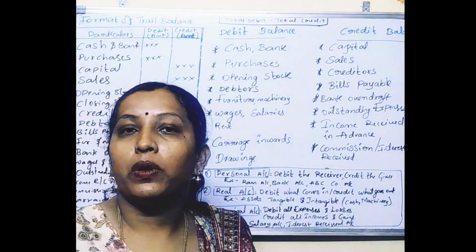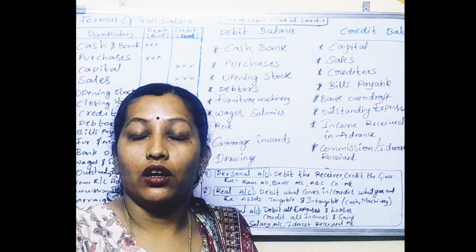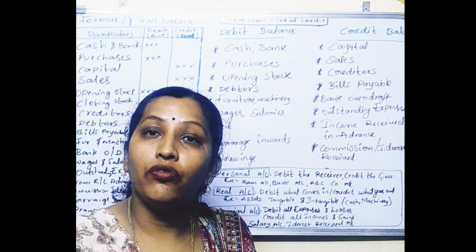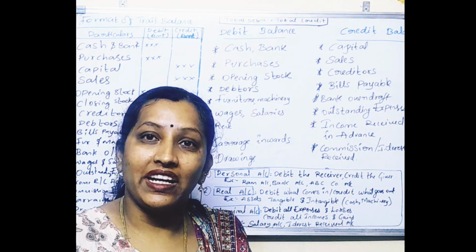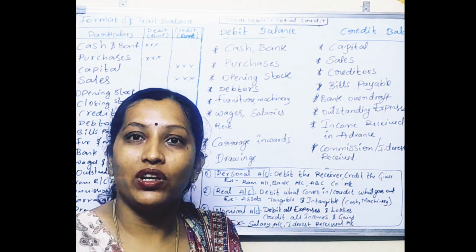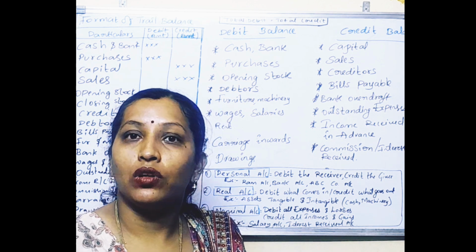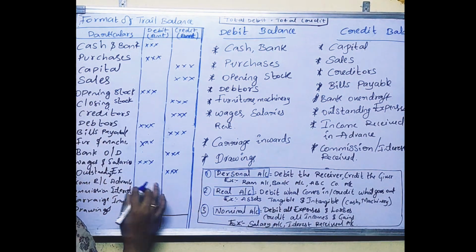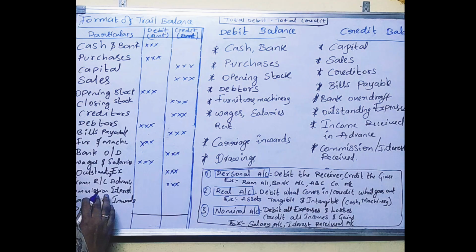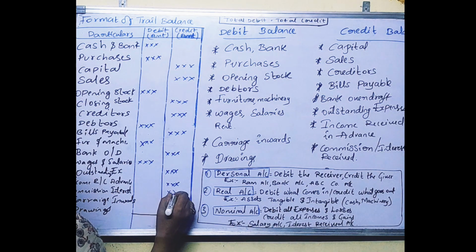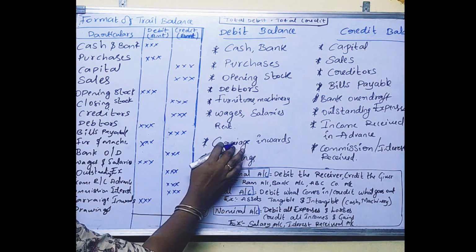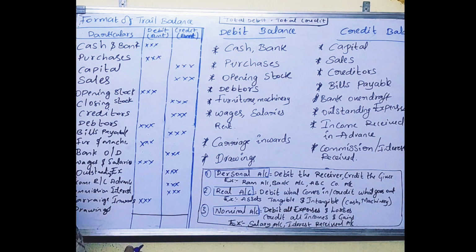Outstanding expenses means expenses; prepaid expenses means already paid before the given date. Outstanding expenses are paid after completion of the date. This month I have to pay rent, but I have not paid, I paid at February ending, so it is outstanding. When I am supposed to pay in January only, it comes under outstanding expenses. Is that clear? So income received in advance also comes on the credit side. Commission interest received also comes on the credit side. Carriage inwards is on the debit side. Even carriage outwards also comes under the debit side. Drawings also come on the debit side.